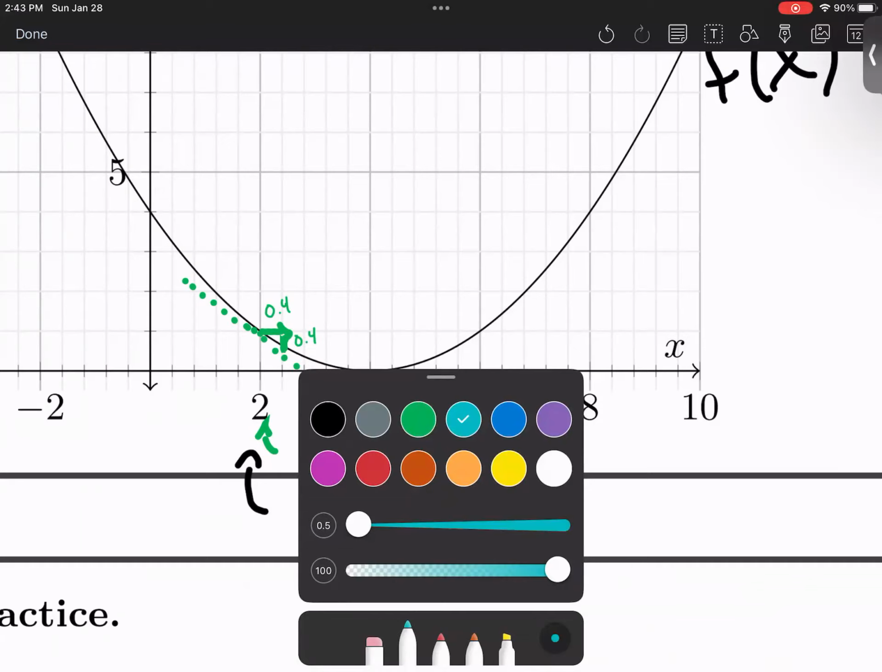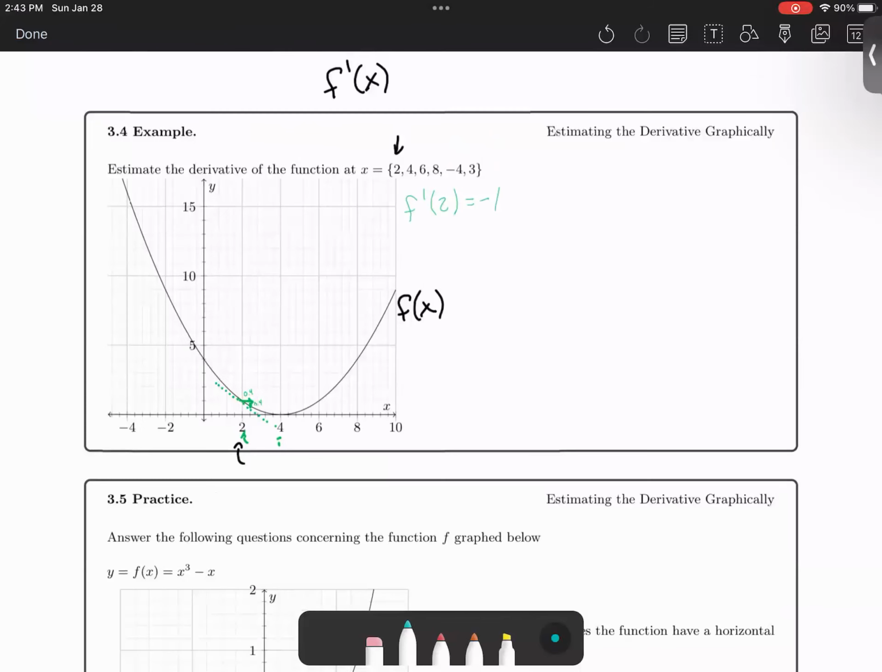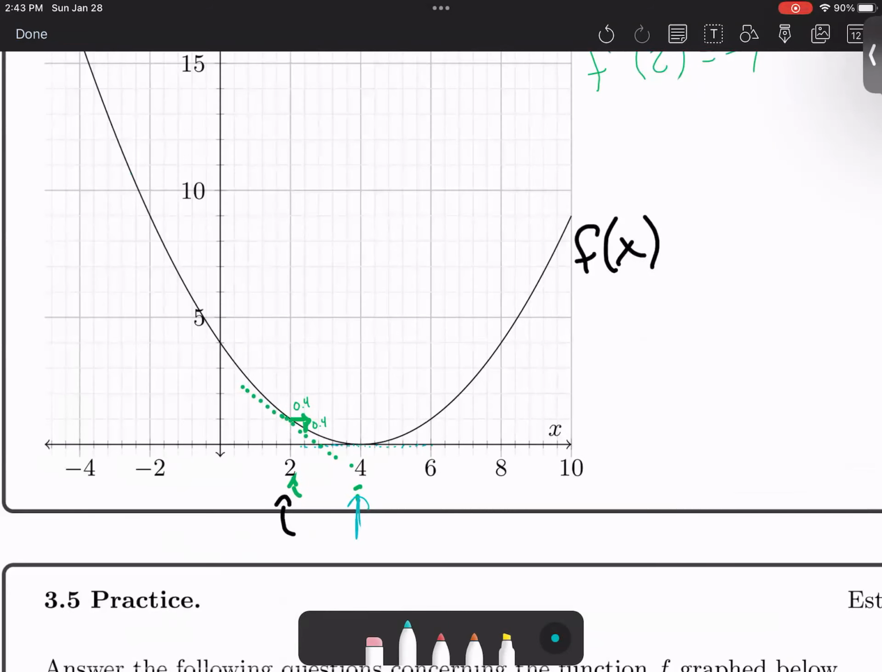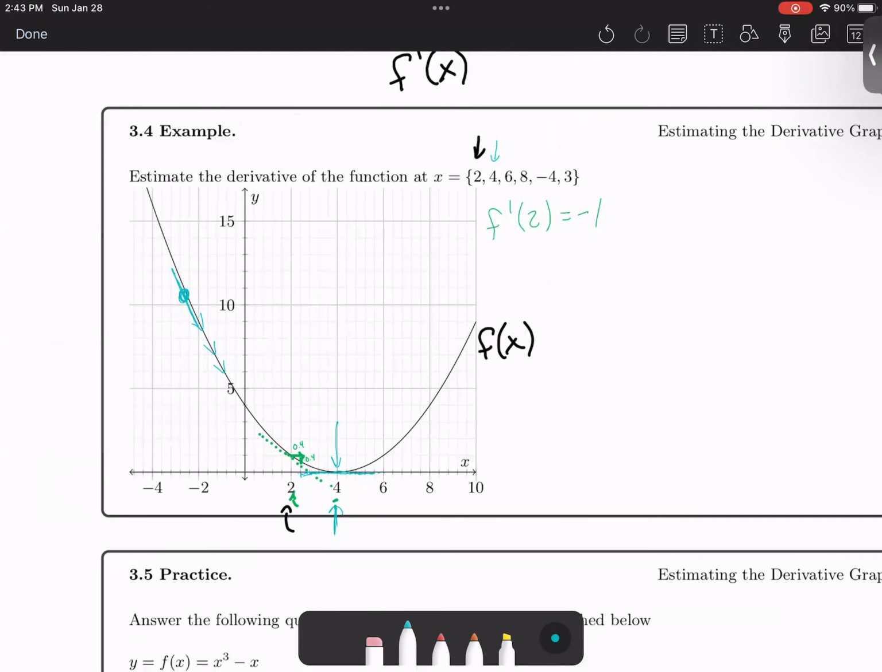Let's switch to a different color and move to a different point. All right, at x is equal to 4. So there's x is equal to 4. Let's zoom in there. Let's sketch what the tangent line might look like. And it's at the very bottom of my curve. So it looks like it's horizontal. I like to think of fixing a tangent line at a point and then taking this point and dragging it along my curve. When I get to 4, I'll have a horizontal tangent line. So horizontal tangent line means the slope is 0. So I think that the derivative there is 0.